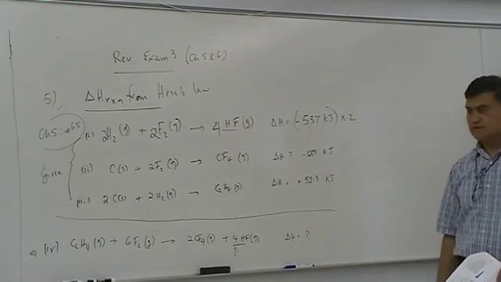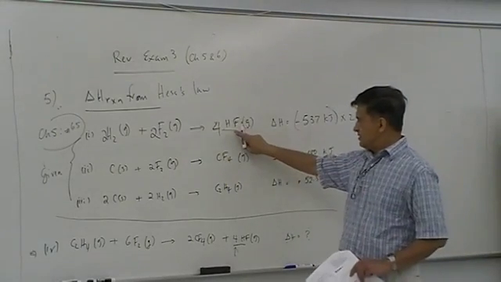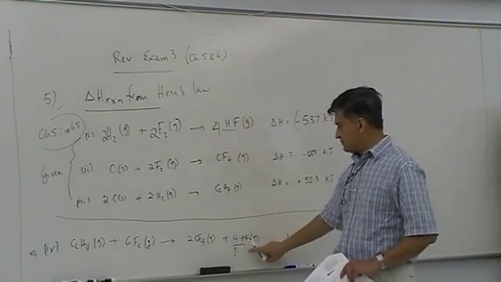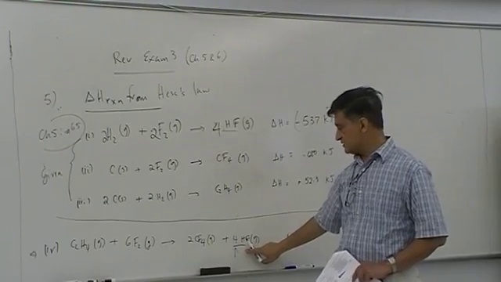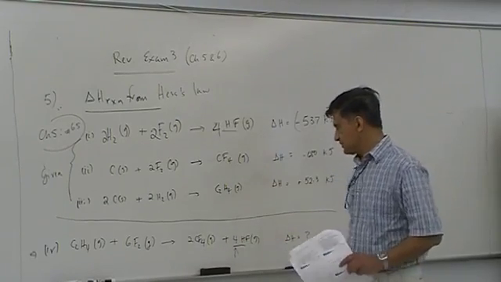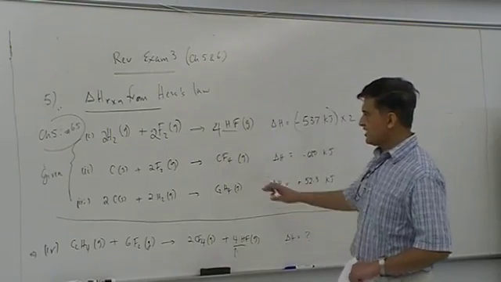Now keep in mind why I did that: in this reaction we had 2HF, but in my final reaction that I'm supposed to get, I have 4. So that's why we had to multiply by 2. Now let's come to the second given reaction.